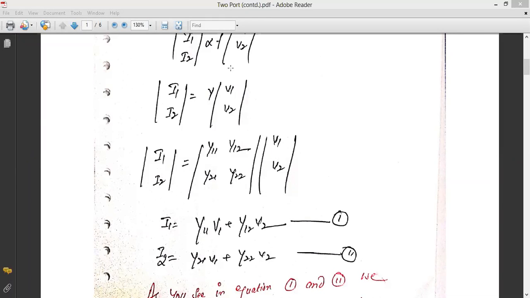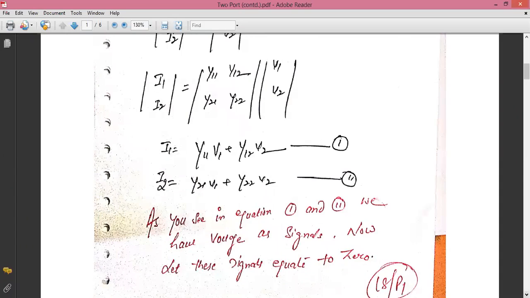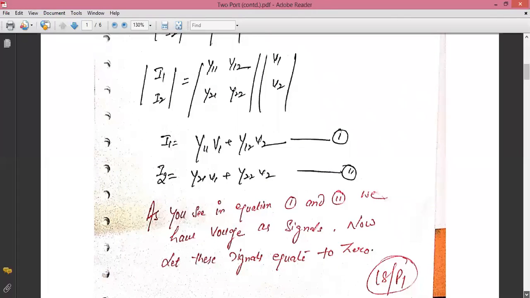Now what we have to do, we have to equate that signals is equal to 0 one by one. That means first of all we put V1 is equal to 0, see the result. After that we put V2 is equal to 0 and see the result. As you see in equation number 1 and equation number 2, we have the voltages as the signal. Now let these signals be equal to 0.